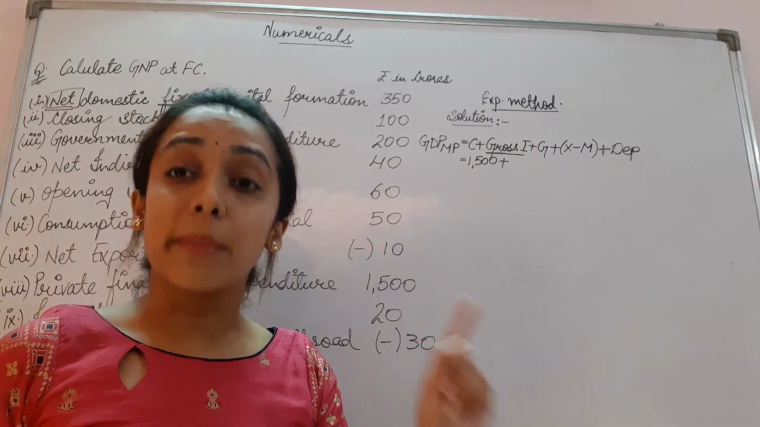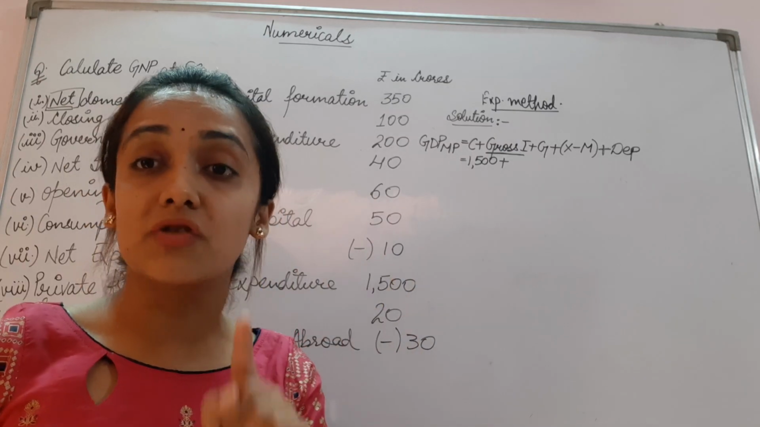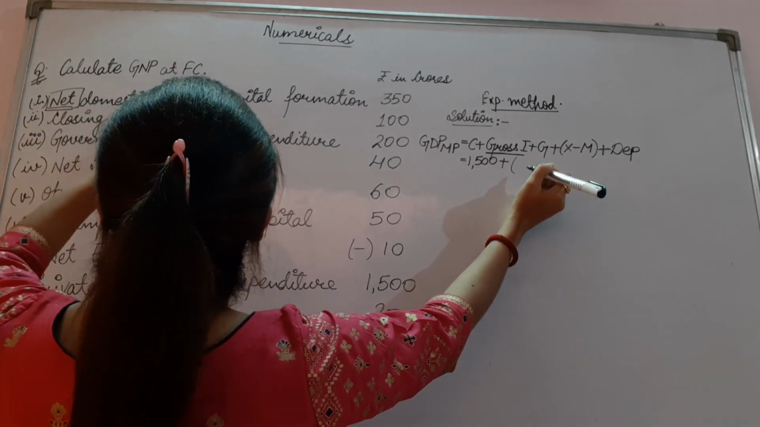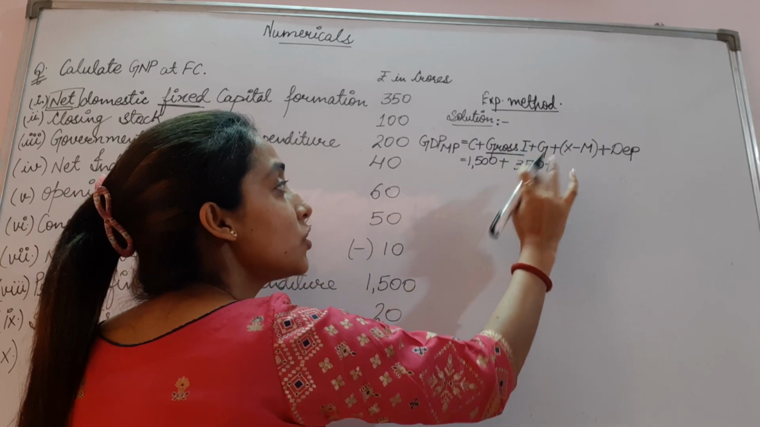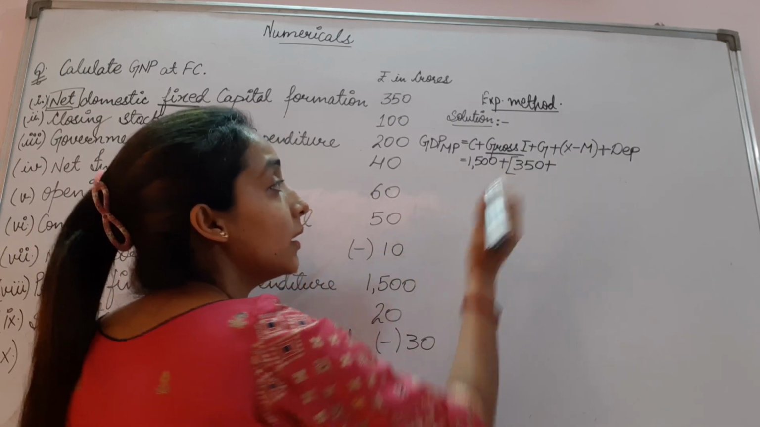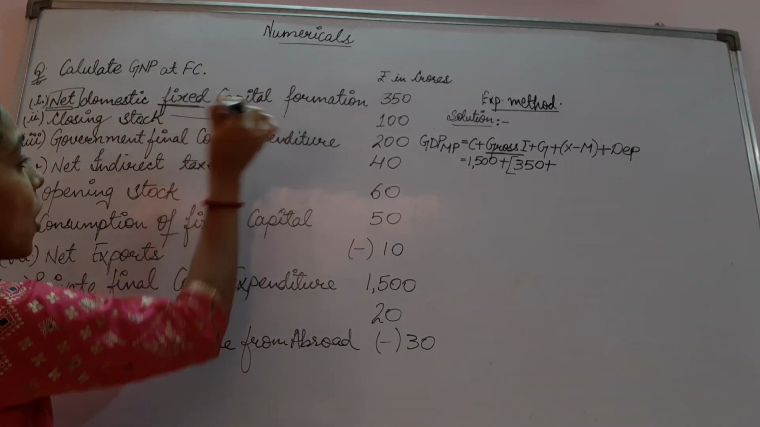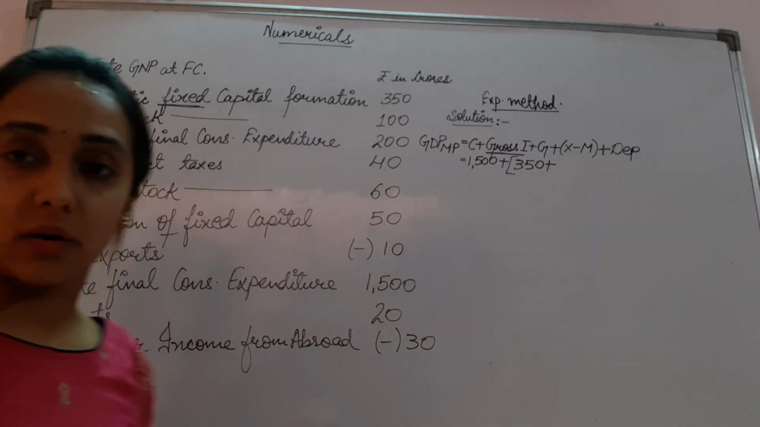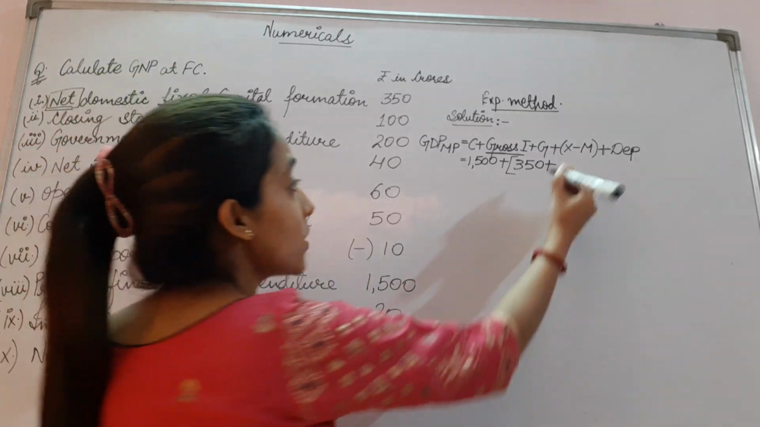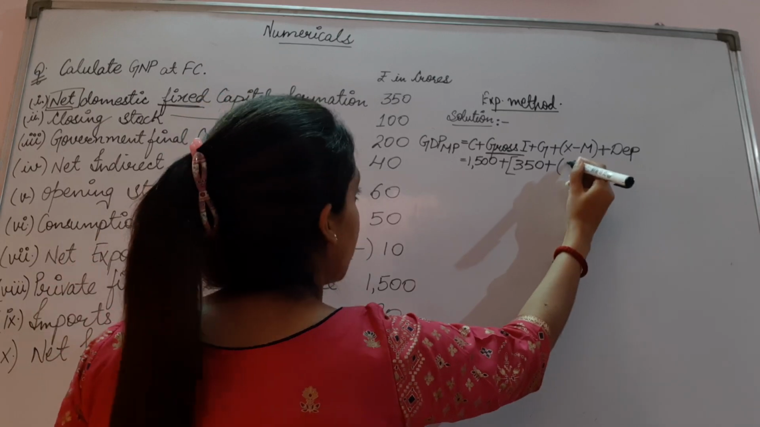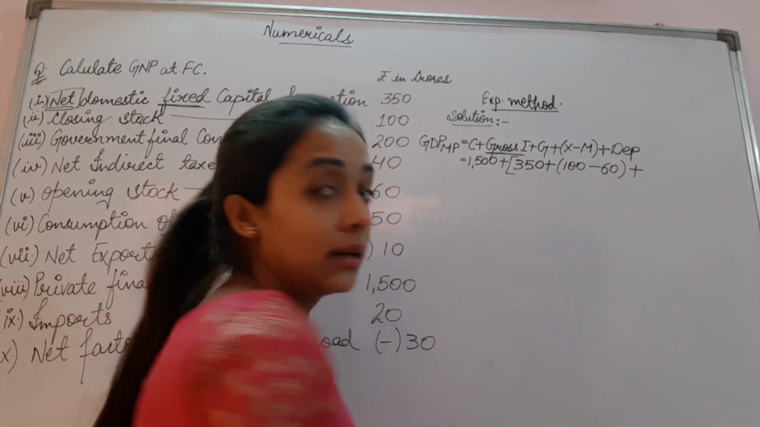Now gross domestic capital formation, but it is given fixed. So what will we add? Change in stock. What is given? Net domestic fixed capital formation, it is 350 plus change in stock. Change in stock is also not given directly. It is given as closing stock minus opening stock. Closing stock is given separately and opening stock is given separately. So closing stock is 100 minus opening stock is 60, plus G.